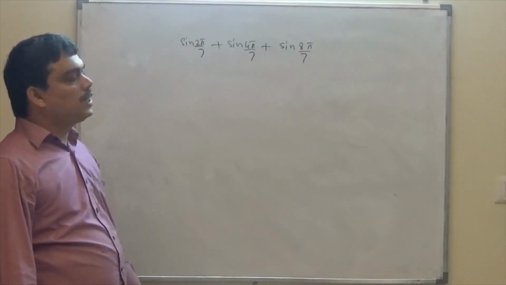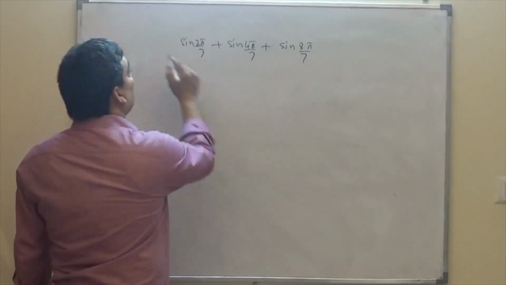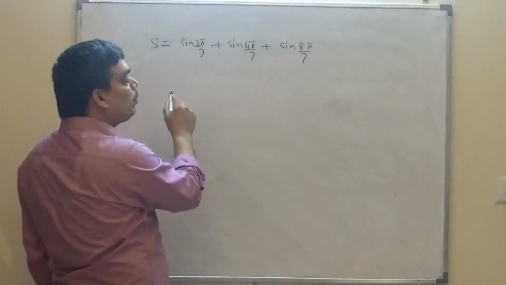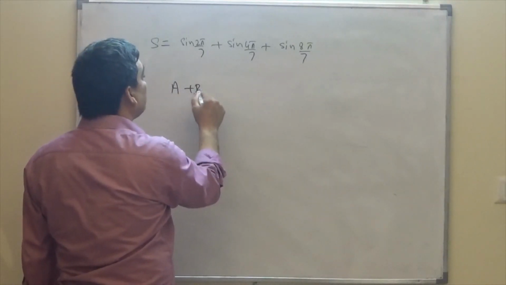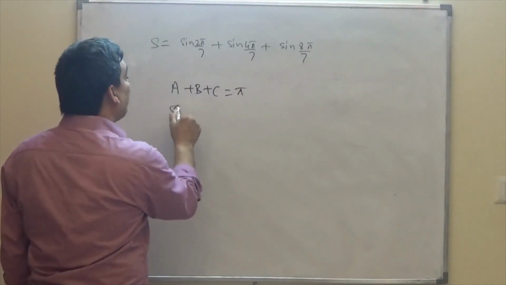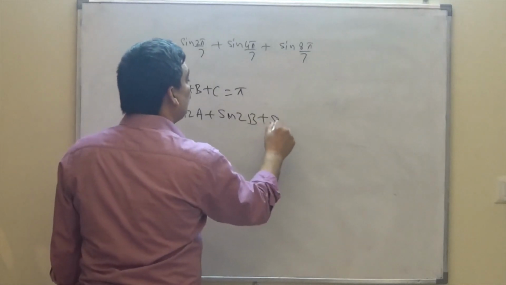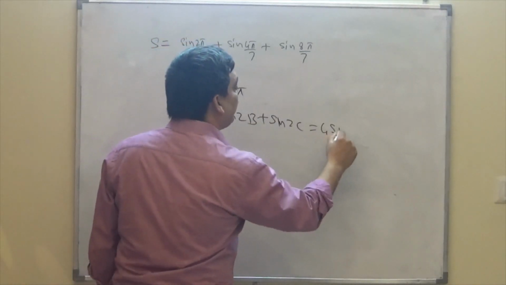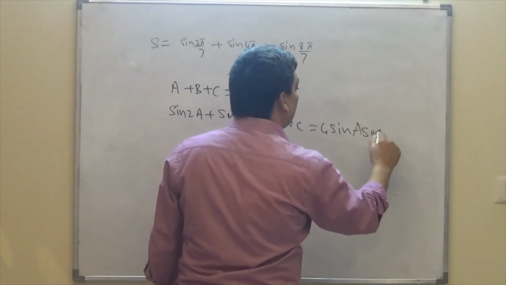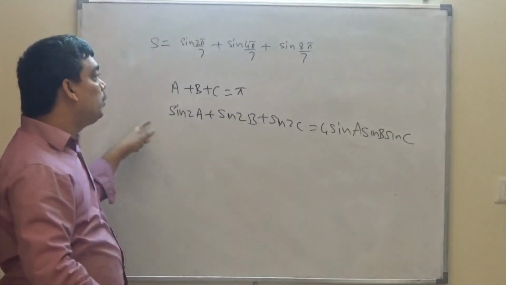To find the sum of this series, I am going to use another shortcut formula. If I name the summation as S, I use this shortcut whenever a plus b plus c is pi. The formula says that sine 2a plus sine 2b plus sine 2c is equal to 4 times sine a into sine b into sine c. This is a standard problem in the transformations chapter which we are going to use as a shortcut.